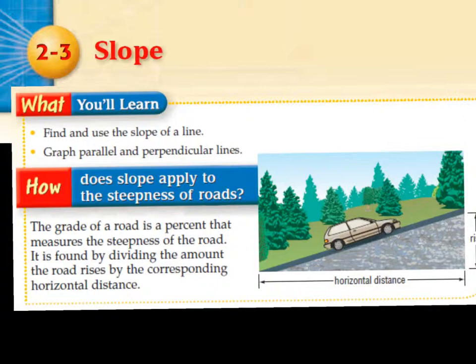How does slope apply to the steepness of roads? The grade of a road is a percent that measures the steepness of the road. It is found by dividing the amount the road rises by the corresponding horizontal distance. Rise over run sounds like slope.